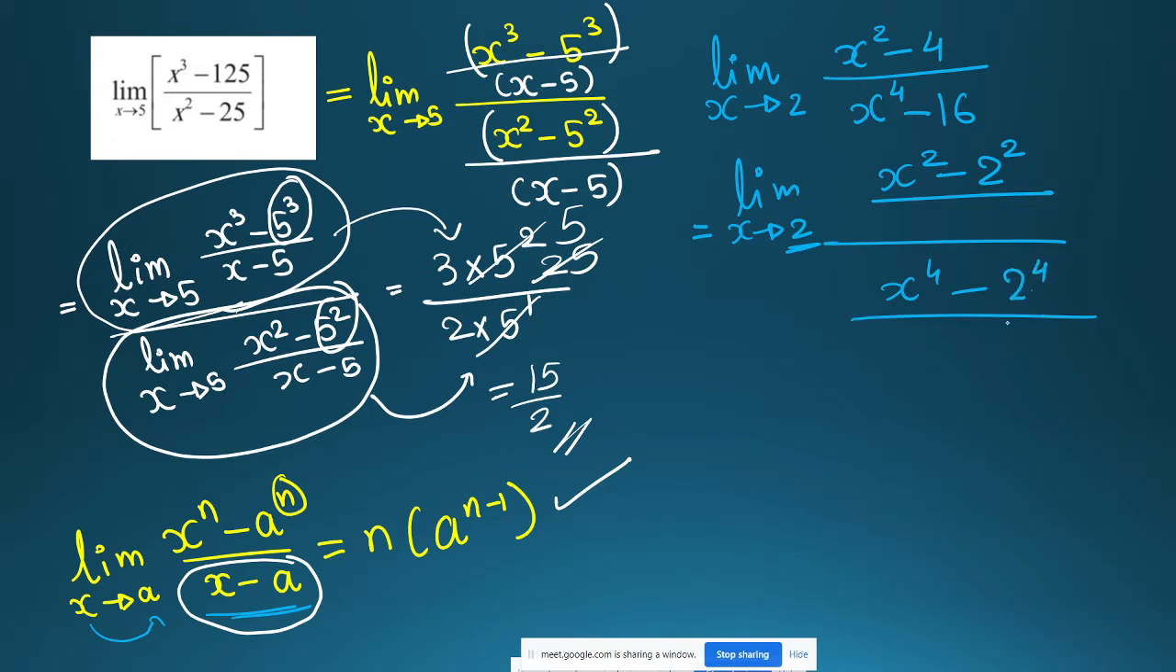Can anybody tell me now with what I should divide? What about others? I should divide this with what? Yes, we should divide this with x minus 2, numerator and denominator.